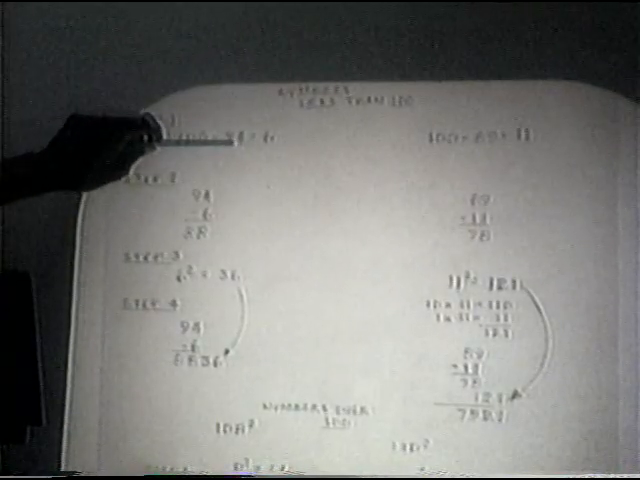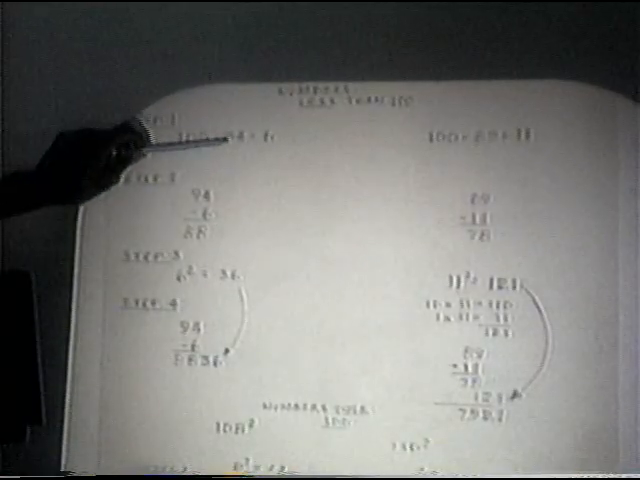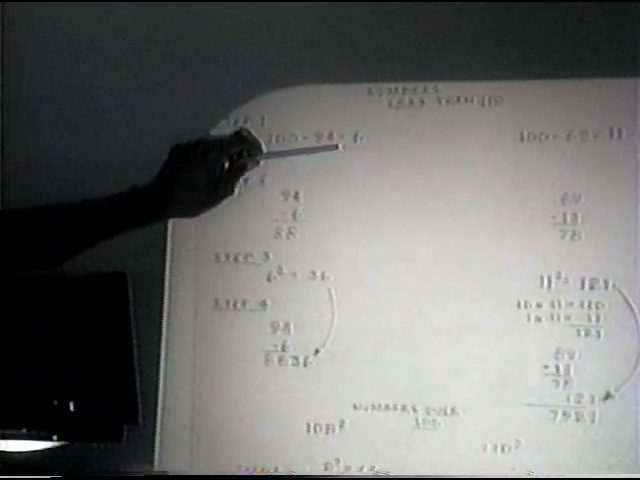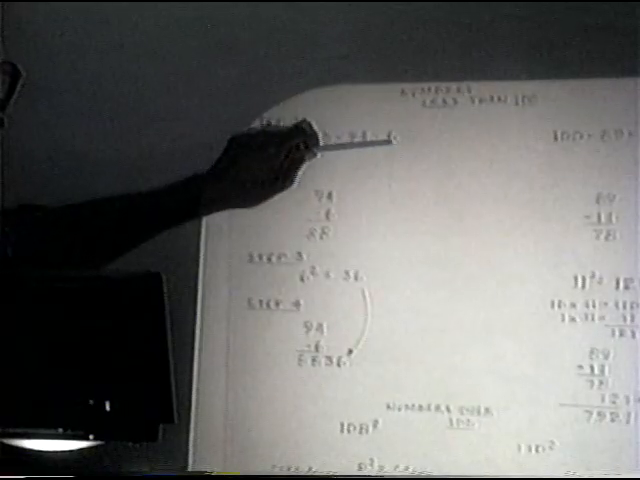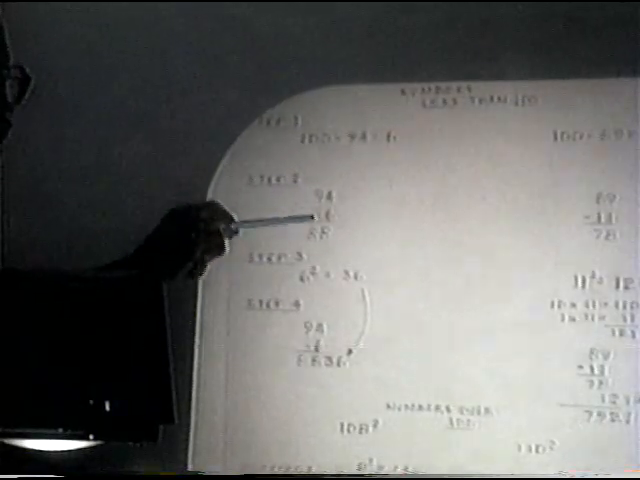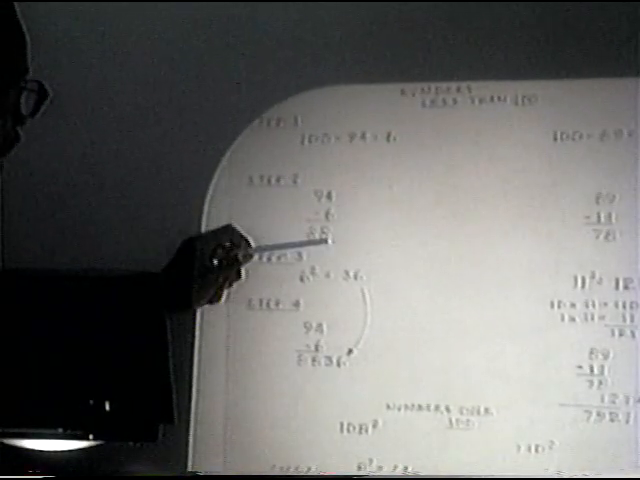Take your time and look at it so you can get it, because next you have to do the problems. Remember what we did up here for numbers less than 100. We found out the difference, what you have to add to 94 to make 100, because we're trying to square 94. What you have to add to 94 to make 100 is 6. Then we subtract the 6 from 94, which gave us 88.